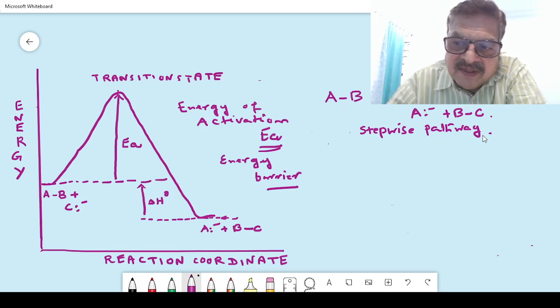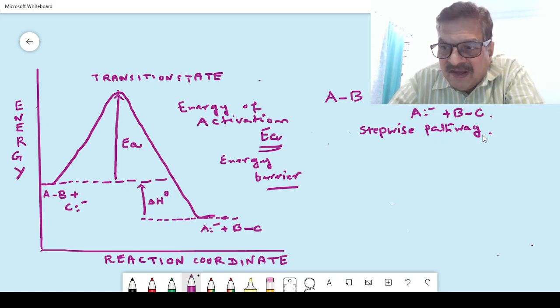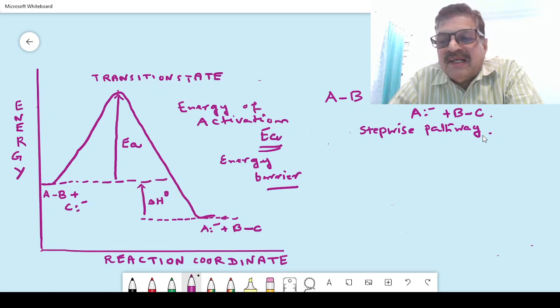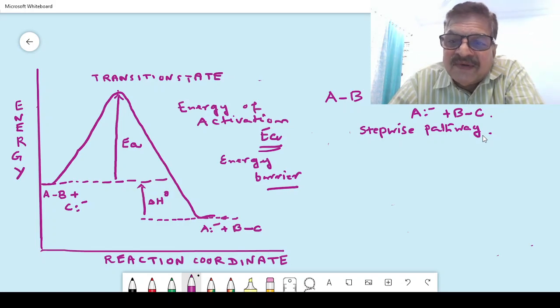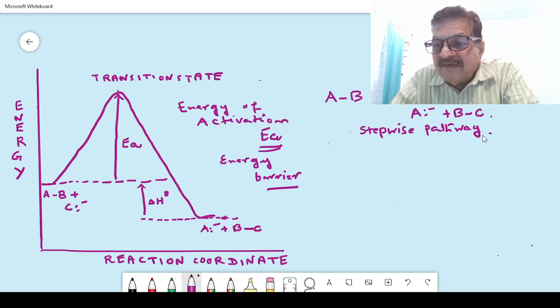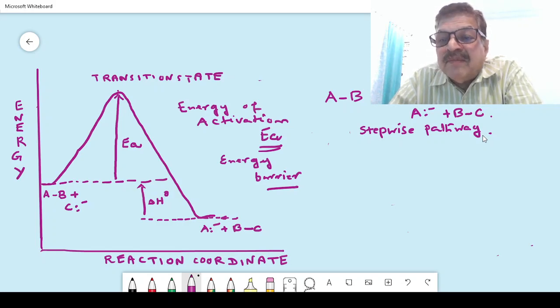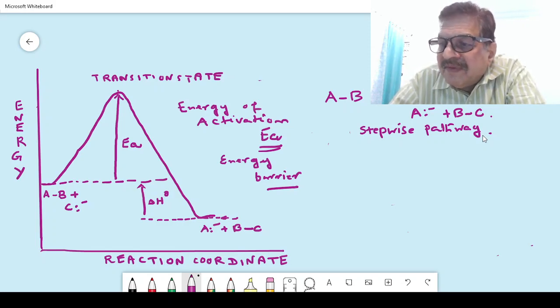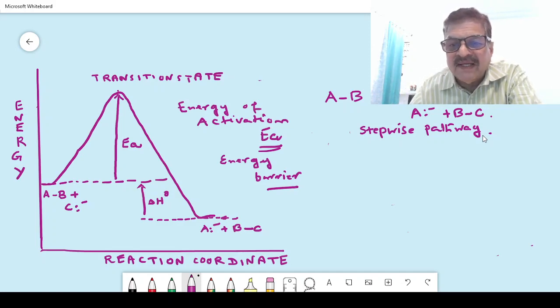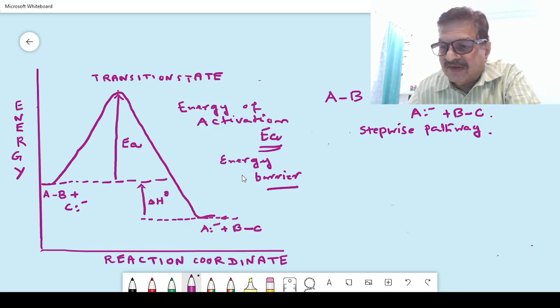In that case, the bond breaking takes place first. Okay, then the bond making takes place. That is what is meant by stepwise pathway. Stepwise mechanism means one step takes place first, then the other step here. That is, the AB bond is broken first. The bond is broken before the BC bond is formed here. Bond breaking occurs before bond making. That is what is meant by stepwise pathway here. So this is one assumption we are making, and the other assumption is it's an exothermic reaction here.